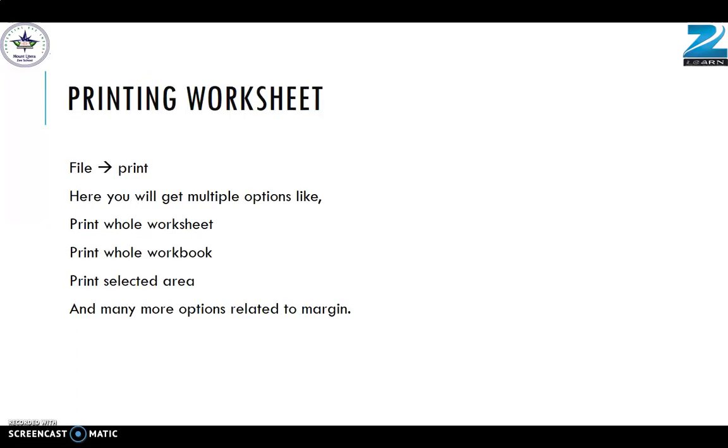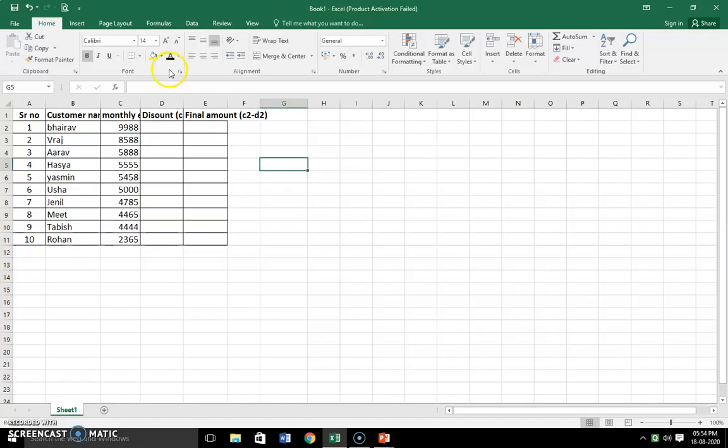Printing worksheet. You can go to the File option and then select the Print option. So here you will get multiple options like print whole worksheet, print whole workbook, print selected area and many more options related to margin. Okay, let's see all these features practically.